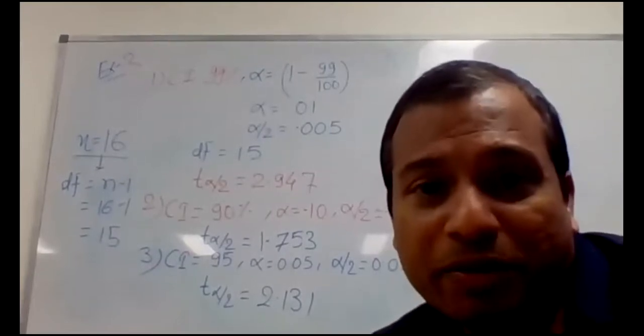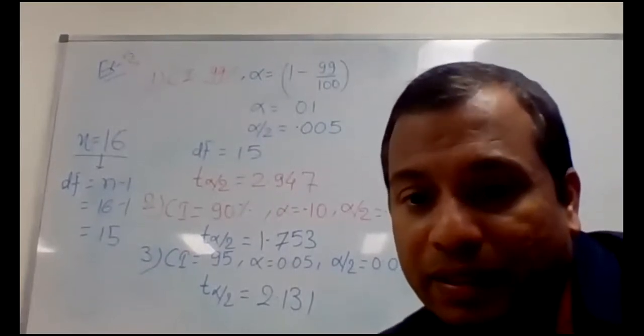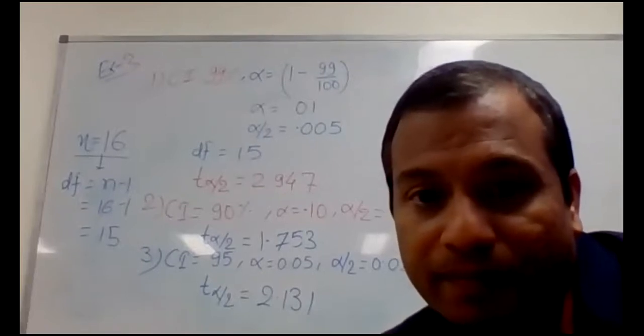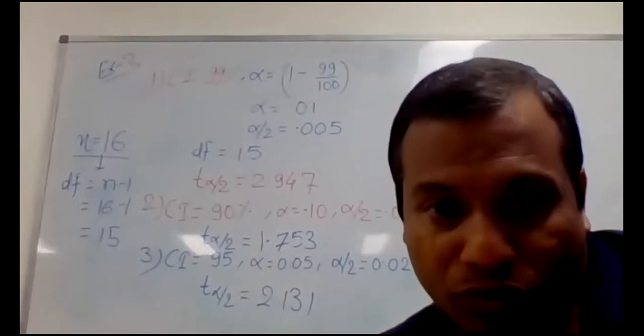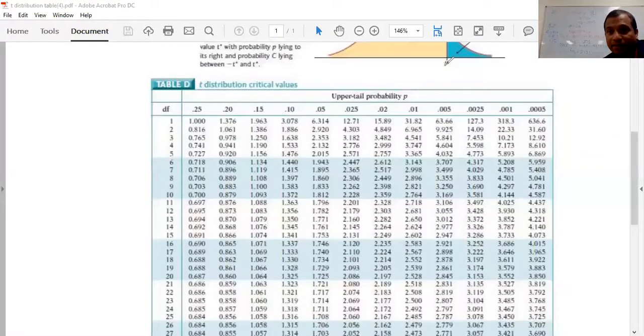Okay, let me draw once again. Okay, let me check. I made a mistake with you. It's fine. Wait. I think you're right. I'm sorry. Let me see once again. Yeah, you're right, it's 15 and 2.131. Yep, that's my mistake.